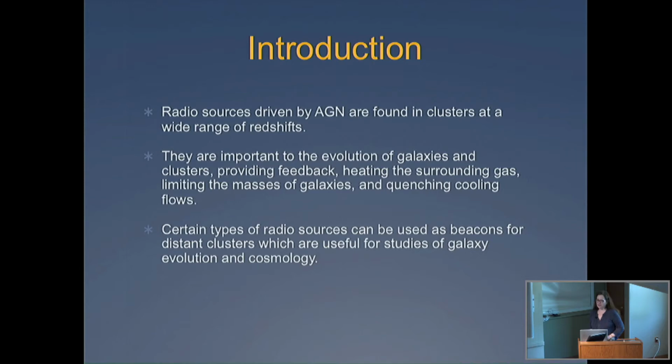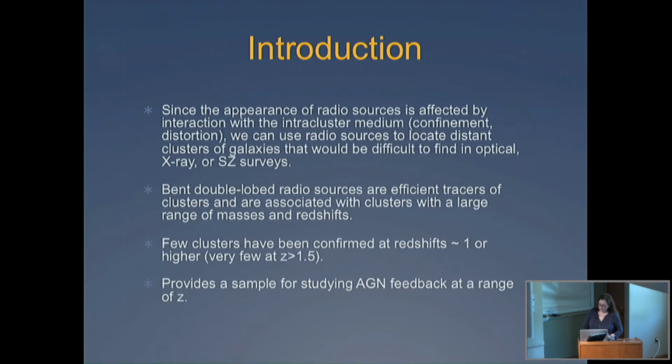Okay, so in general, we know that radio sources associated with AGN, not just bent ones, are in clusters at a range of redshifts, low redshifts, high redshifts. They're very important to the evolution of galaxies and clusters as a whole. They provide feedback into their host galaxies and the intracluster medium. And certain types of radio sources can be used, as I was talking about, as beacons for finding new distant clusters that are very difficult to find otherwise.